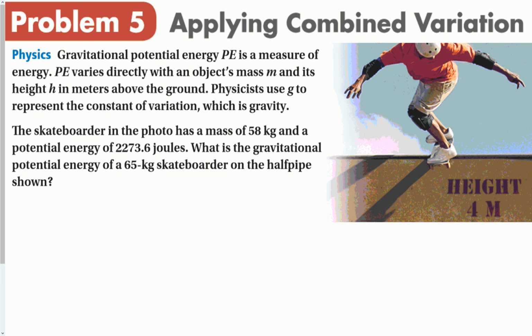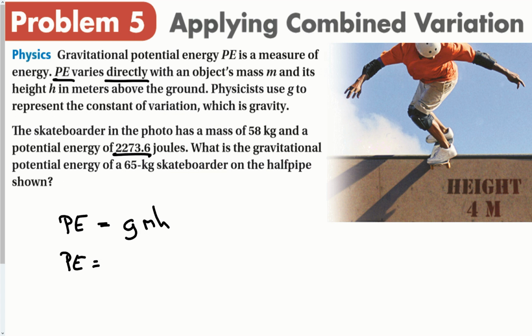Okay, let's finish with applying a combined variation with a word problem. Gravitational potential energy is a measure of energy. PE, that's my variable, varies directly, that means we have a constant, with an object's mass and its height. Physicists use G to represent the constant of gravitation, which is gravity. So G is my constant; instead of writing K, we can write G. This skateboarder in the picture has a mass of 58 kilograms and potential energy of 2,273 joules. So first we are going to find the gravitational constant.